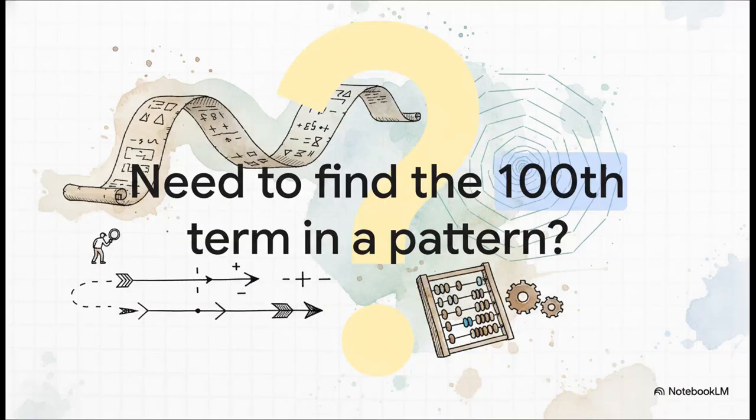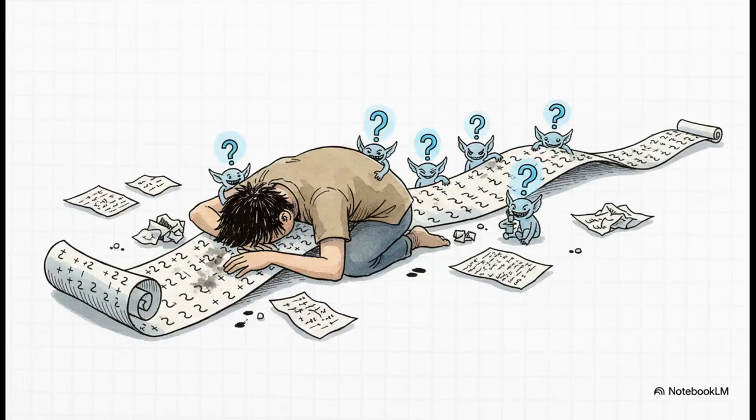So imagine this. You've got a simple pattern of numbers, and you need to find, say, the 100th one. What's your first thought? Probably just to start adding or subtracting over and over again until you land on it, right? But honestly, who has the time for that? I mean, calculating 99 individual steps, it's not just boring, it's the perfect place for a tiny mistake to sneak in and throw your whole answer off. There has got to be a better way.